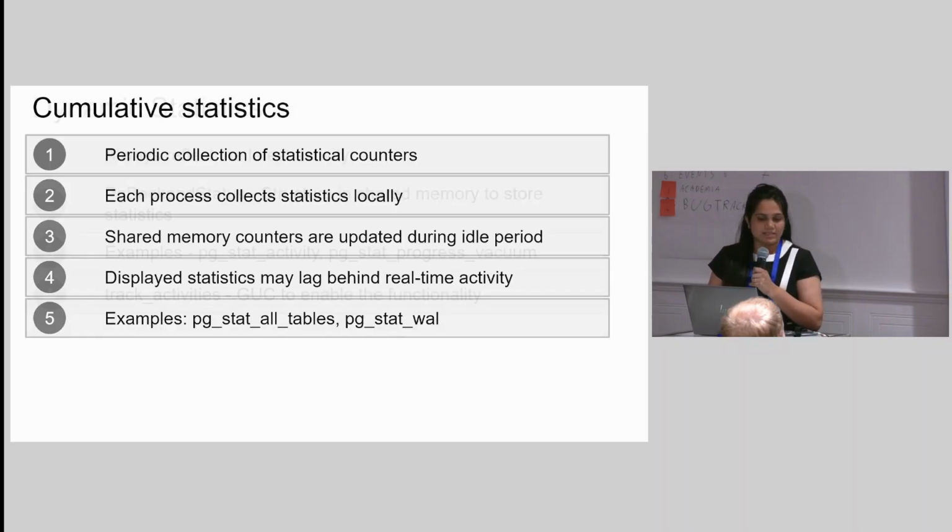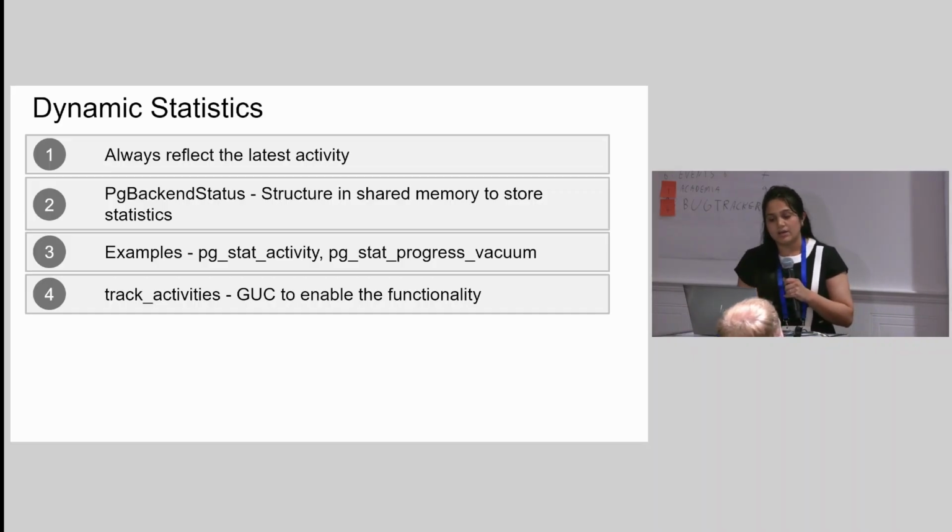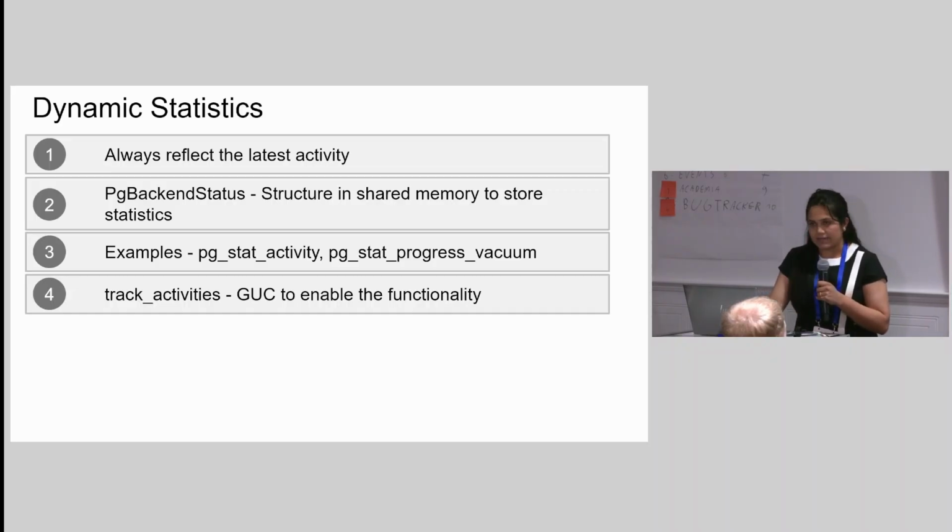Let's look at dynamic statistics. So these are another type of statistics. They're collected very similar to cumulative statistics, but these are more real-time. So as I explained, the cumulative statistics are first collected locally and then shared in the shared memory whenever a backend is idle. But in this case, dynamic statistics are shared instantly in the shared memory whenever a particular event happens. So the examples would be PGStat activity, PGStat progress vacuum.